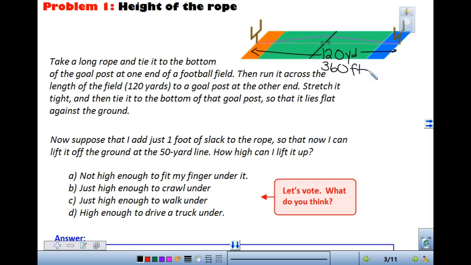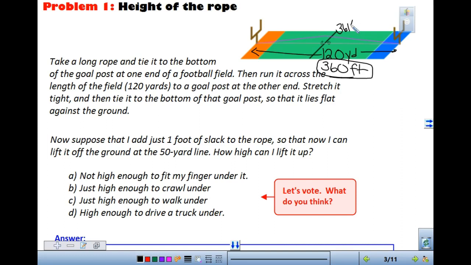So first off, we might want to make sure we're talking about the same unit. So 120 yards, 360 feet, okay? You're going to add a foot. So this rope that goes up here is 361 feet now, right? Whereas going across, if I lay it flat, it's 360, because we added 1 foot. Does that make sense, everyone?